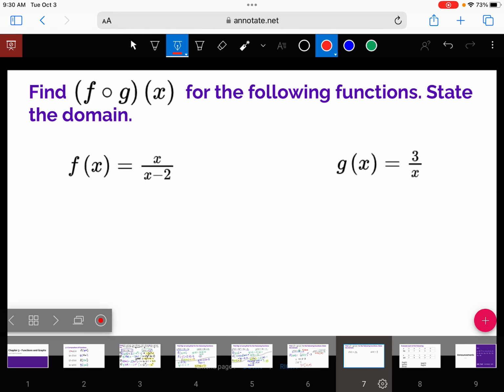So we're going to do another one in this fractiony style. We're going to, again, do f of g of x and find the domain. f of x is x over x minus 2, and g of x is 3 over x. So we've got a couple of rational functions here.